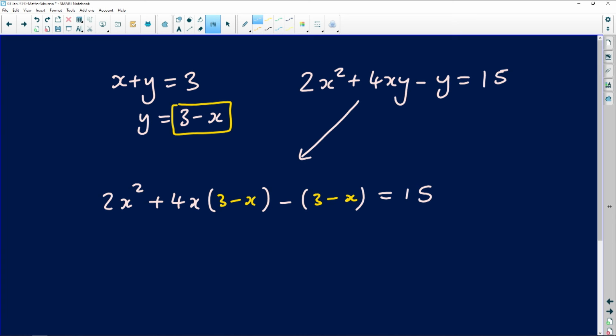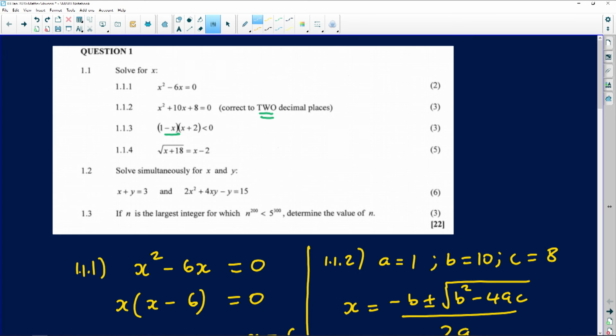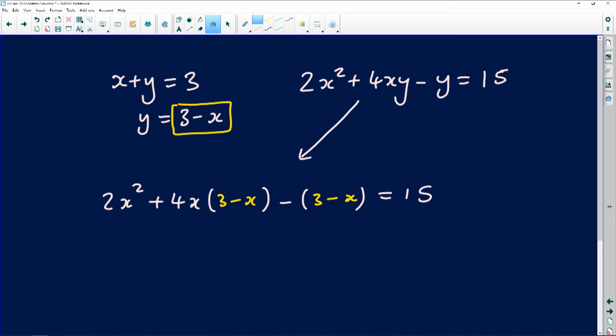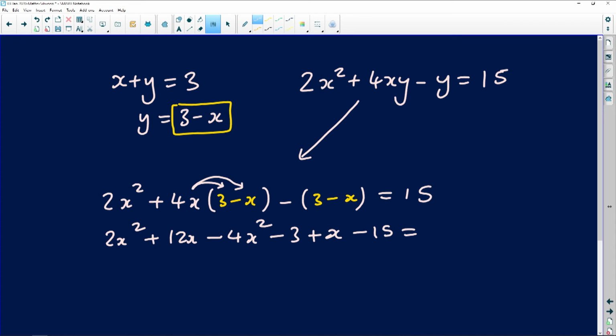Did I forget something? Yes, I forgot something. What is it? Go back to the question and check closely. You will notice that this is actually 2x squared plus 4xy minus y equals 15. Okay, so let's try and simplify this and see what is going to happen. On the first one, I've got 2x squared, which is quite cool. Now I must multiply this and that. I'm going to get positive 12x. And then when you multiply this one with that, it gives you negative 4x squared. Okay, and then I'm going to have negative 3 here, and negative is going to give us positive x. And then you can immediately subtract 15 here. You'll get an answer equal to 0.